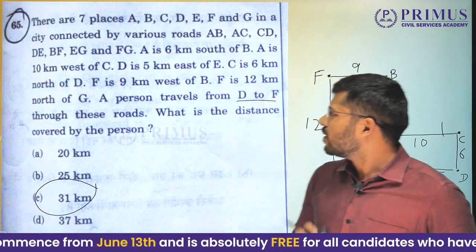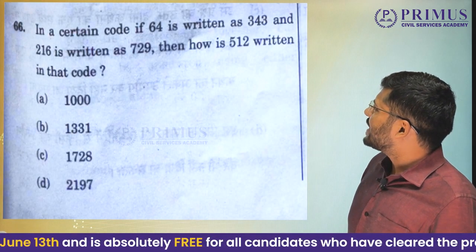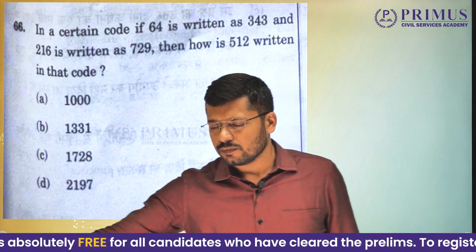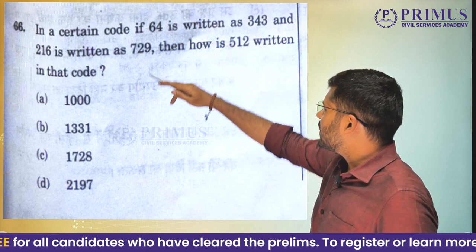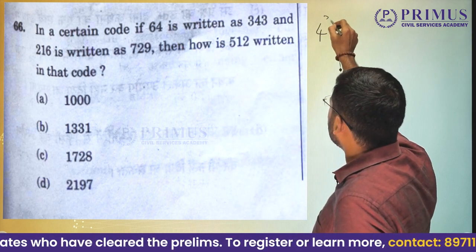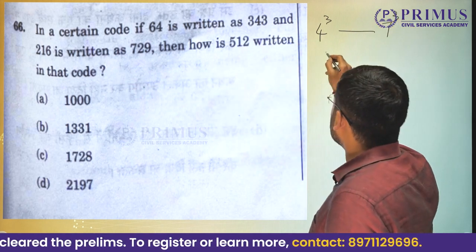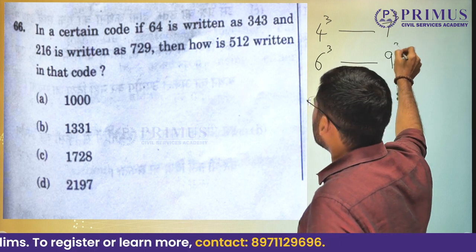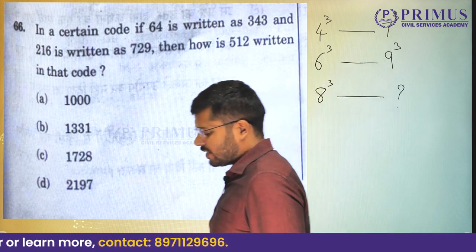Okay, we'll go next. In a certain code, if 64 is written as 343, 216 is written as 729, then how is 512 written in that code? So if you can see, there is something special about all the given numbers. What is it? All of them are cubes. 64 is 4 cube, written as 343, which is 7 cube. Then 216 is 6 cube, written as 729, that is 9 cube. Now 512 is 8 cube. 8 cube will be written as what?